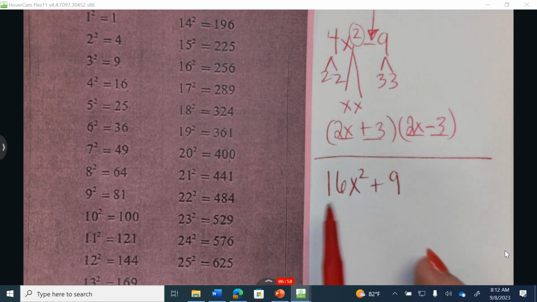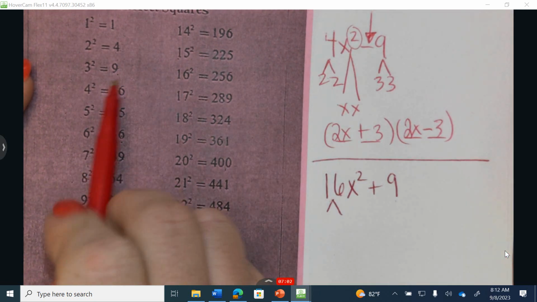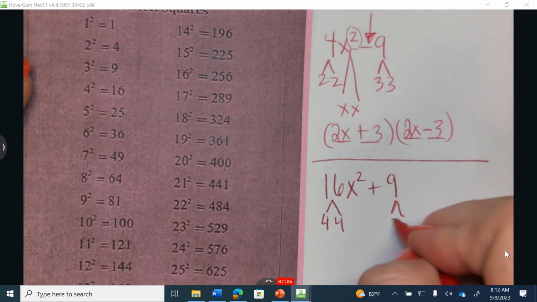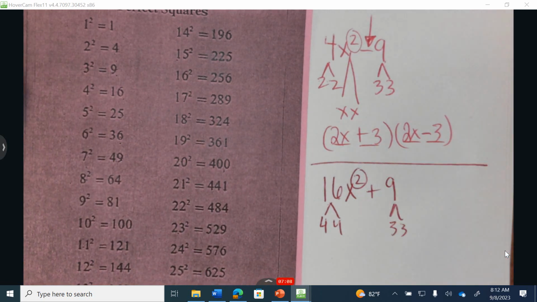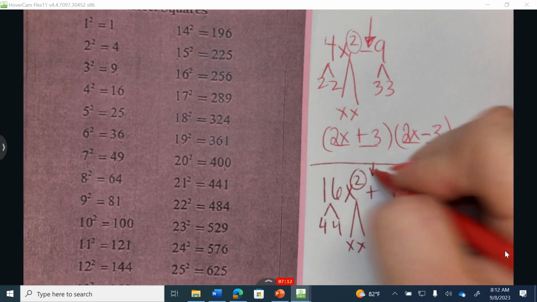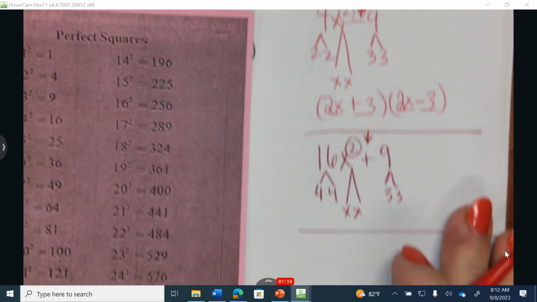So the first thing I do is I look at the numbers. Is 16 here? Yes. Is 9 here? Awesome. So this breaks into 4 and 4. Wonderful. This breaks into 3 and 3. Awesome. Is this divisible by 2? Yeah, I can break it into 2 equal parts. Why can I not go any further? Because it's not subtraction.